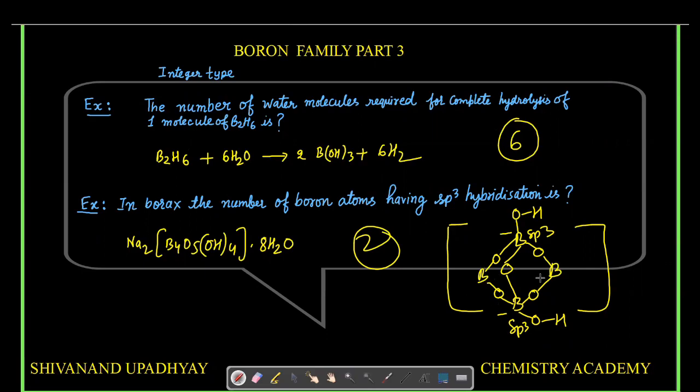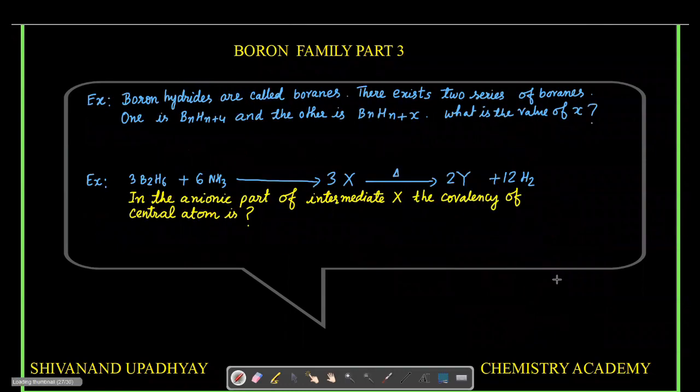ये भी पूछा जा सकता है इसमें कि ये जो एनायन है या पूरा मॉलिक्यूल है, इसमें कितने 6 मेंबर्ड रिंग है. तो ये एक 6 मेंबर्ड रिंग है और ये दूसरी एक 6 मेंबर्ड रिंग है. देयर आर 2 6 मेंबर्ड रिंग इन बोरेक्स.